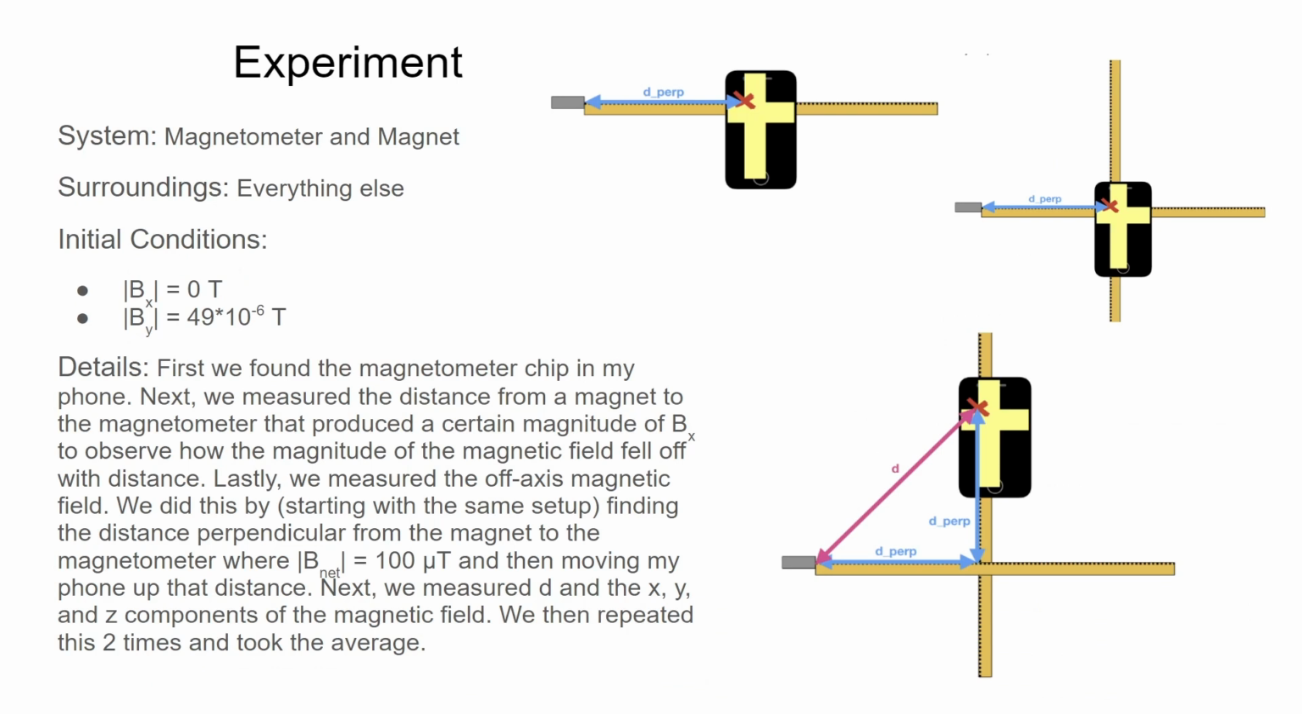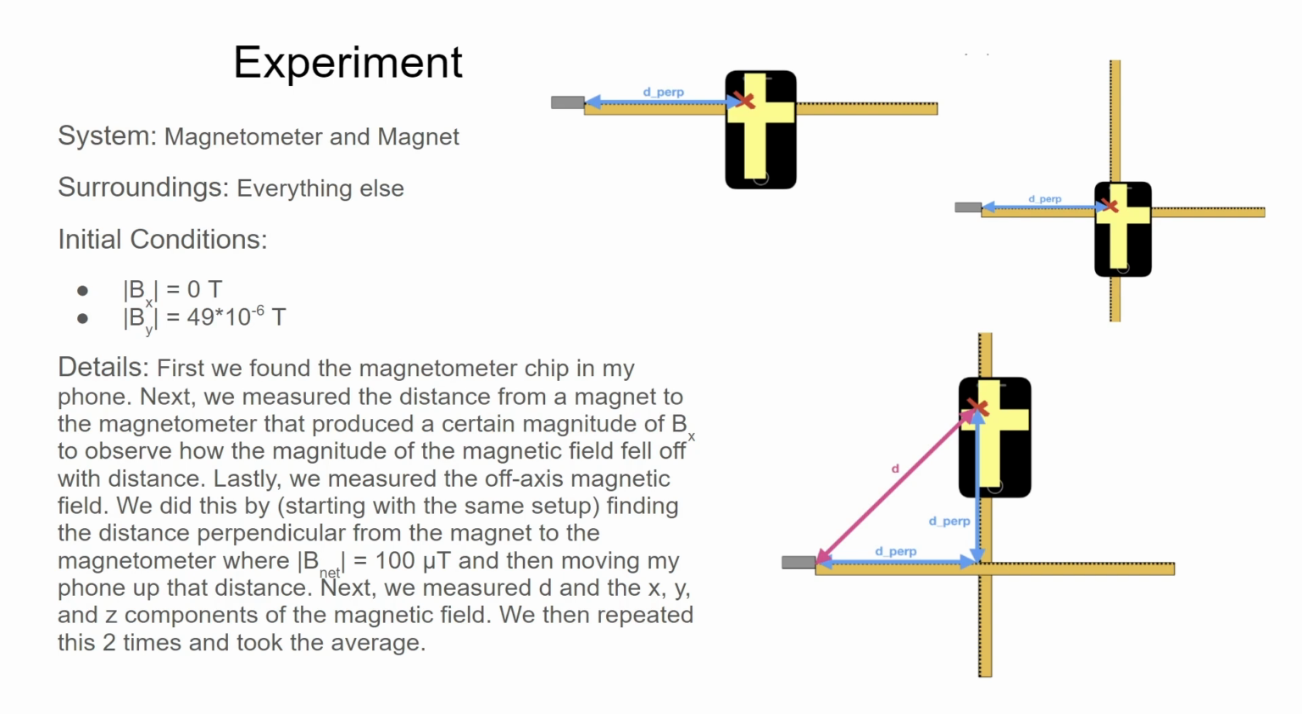Experiment. Our system was the magnetometer and the magnet. Surroundings was everything else. Our initial conditions was the magnitude of Bx was 0, and the magnitude of By was about 49 times 10 to the negative 6 Teslas. So first we found the magnetometer chip in my phone. Next, we measured the distance from the magnet to the magnetometer that produced a certain magnitude of Bx to observe how the magnitude of the magnetic field fell off with distance.